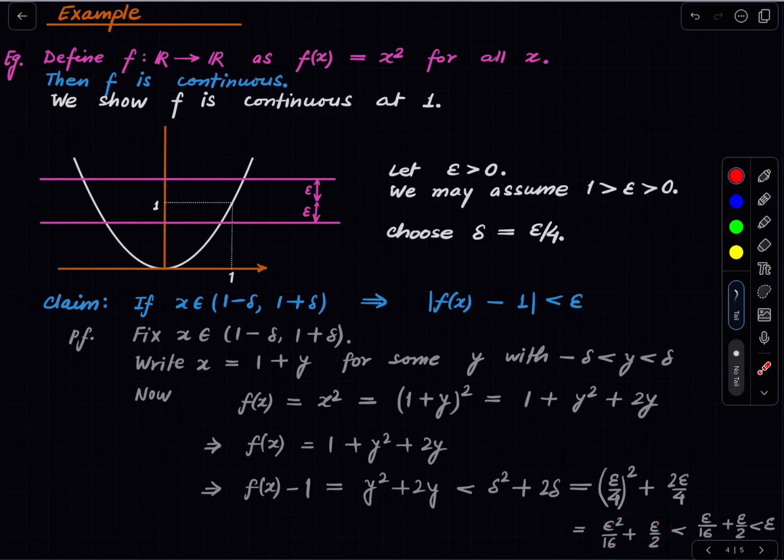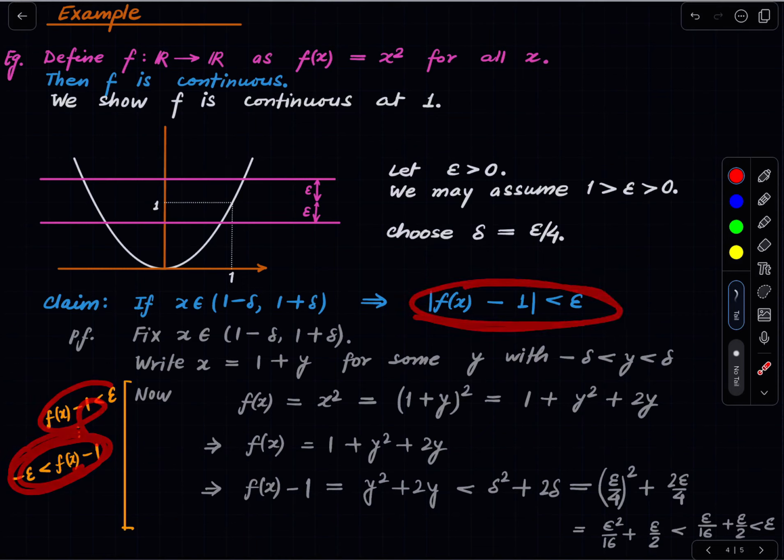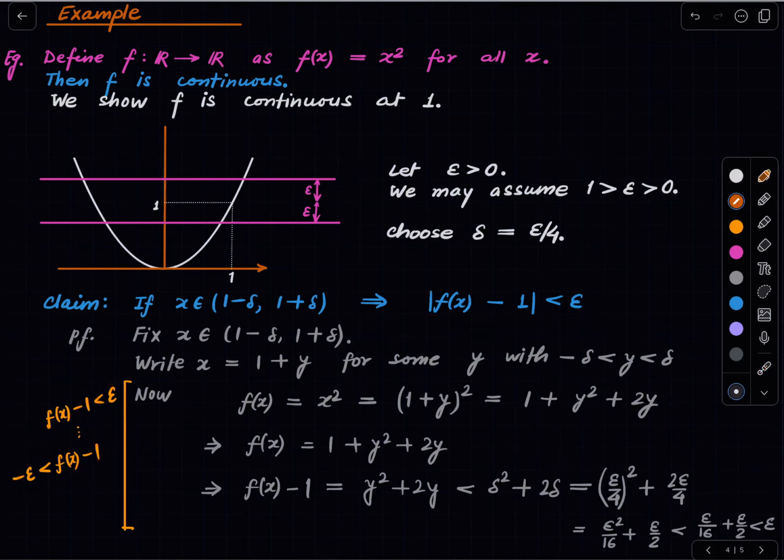So what have we done? All this reasoning shows that f of x minus 1 is less than epsilon, and similarly one can show this is greater than minus epsilon. Okay, by a similar argument you can show this, and if you combine this with that, you get that. Because what is it saying? It is saying precisely that this is the case.